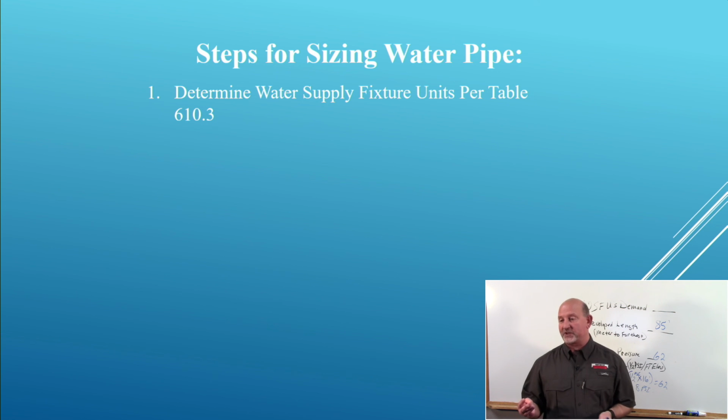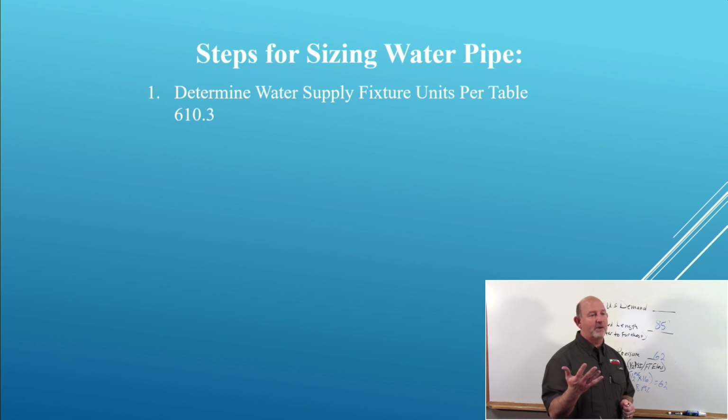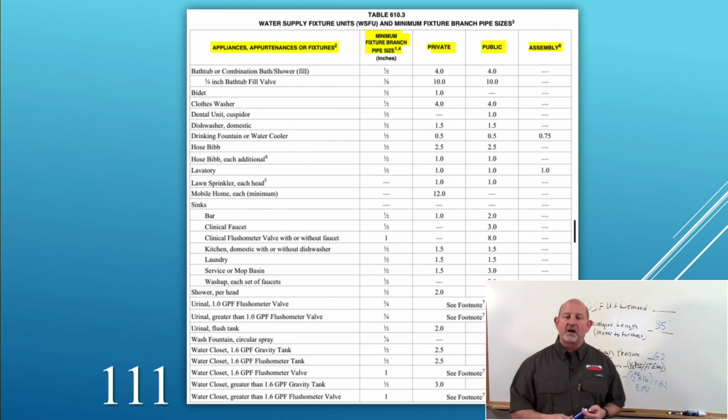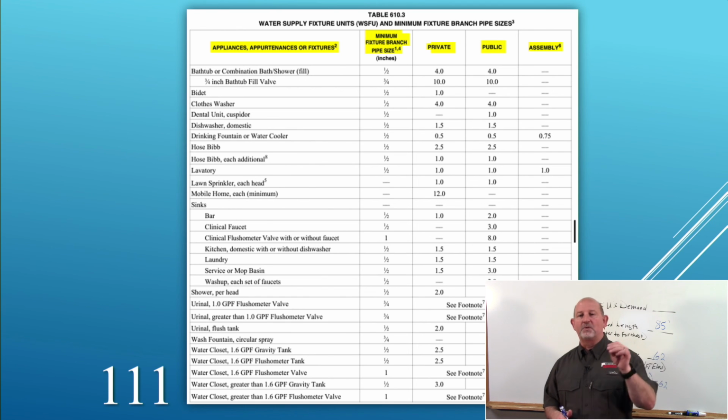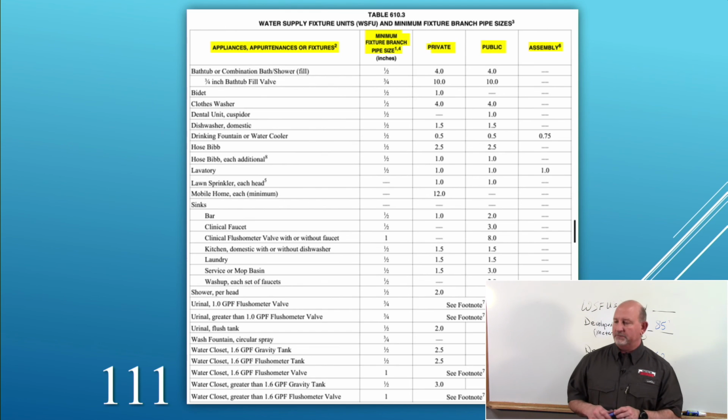So again, I've only got 3 fixtures on here. I've got 5 flushometer valve water closets, 3 urinals, and 2 hose bibs. So I come here to page 111, table 610.3. Remember the name of the table, water supply fixture units, right? I find my hose bib is worth 2.5. My additional one's worth 1. I'm going to write those values on there.